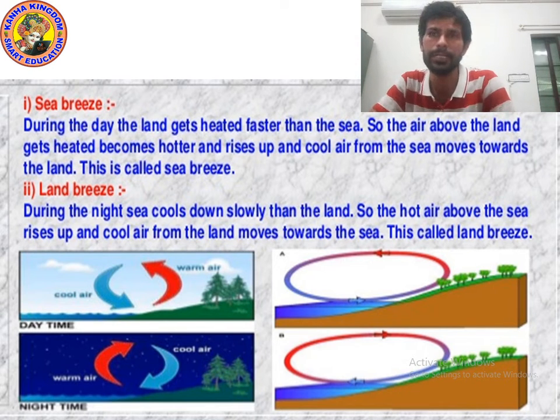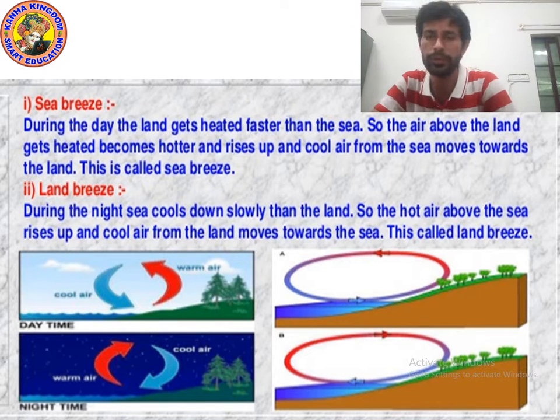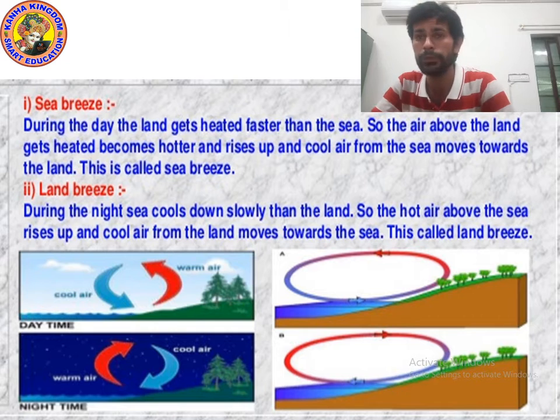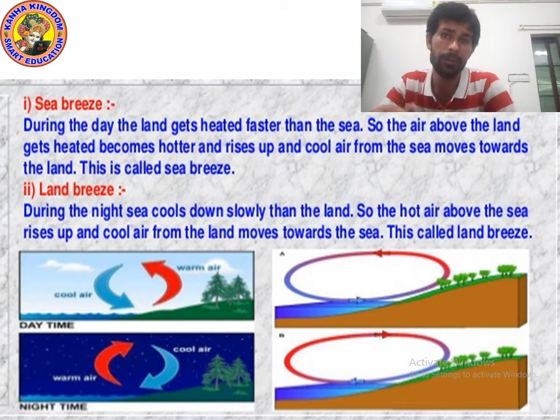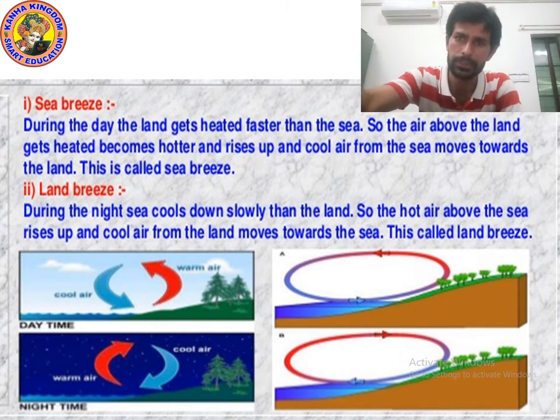Now, land breeze. During the night, the sea cools down more slowly than the land, so the hot air above the sea rises up, and cool air from the land moves towards the sea. This is called land breeze. So what is land breeze? The process of transferring hotter air from sea to land and cooler air from land to sea is known as land breeze. Now let's move to the next point.